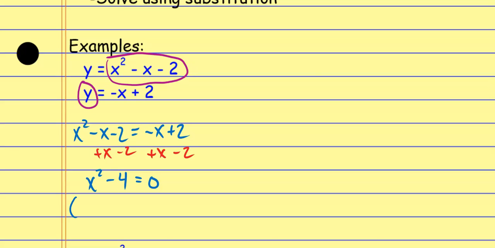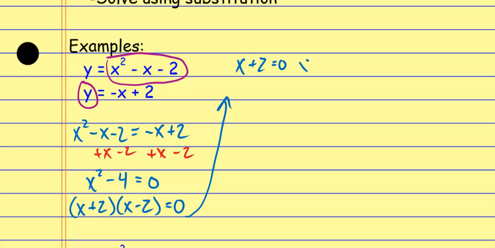So I factor this thing. This factors into an x plus 2 and an x minus 2. That is a difference of squares. And now I can set each factor equal to 0. So I solve each of these. And yeah, you can probably solve each of these in your heads, which is fine. So I've got x equals -2 and x equals +2.